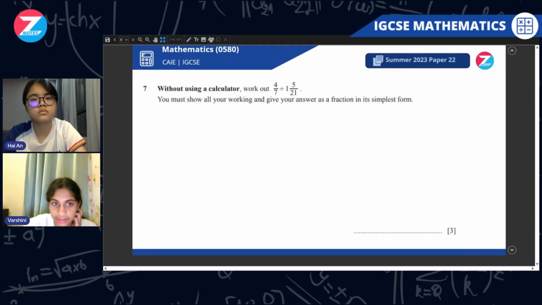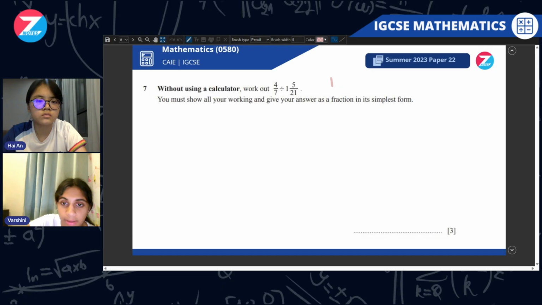Let's go to the next question. Without using a calculator, work out 4 by 7 divided by 1 5 by 21. So first let's make 1 5 by 21 into a mixed fraction. For a mixed fraction, it's going to be the whole number into the denominator plus the numerator on the top, divided by the denominator.